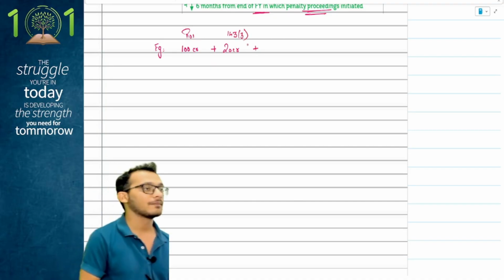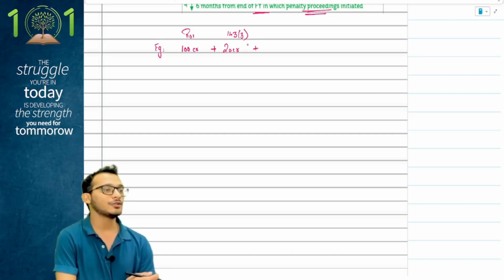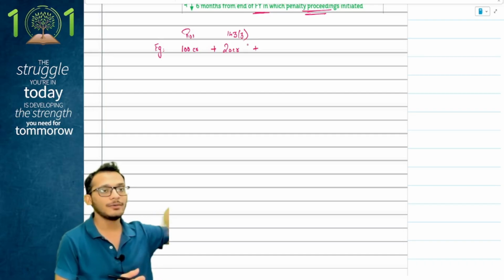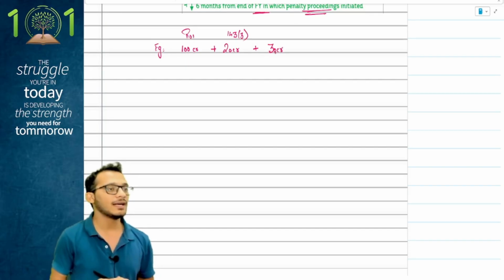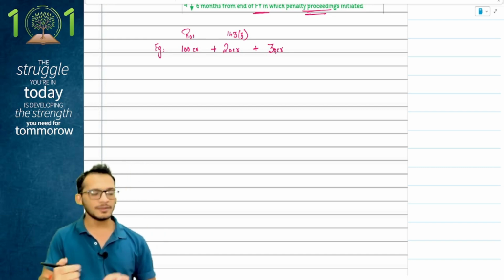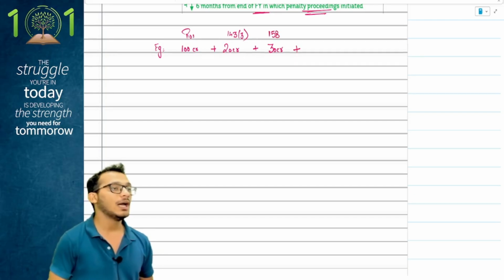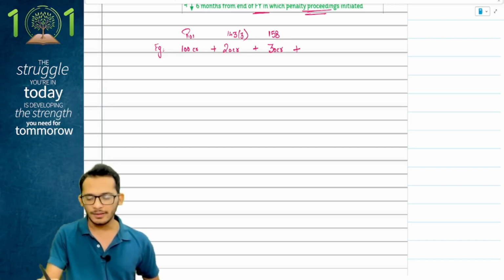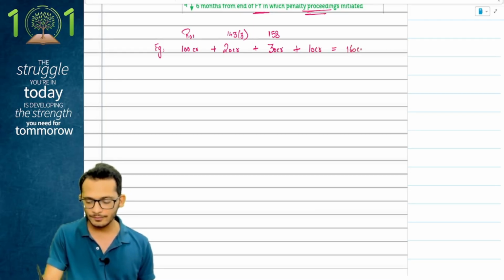I now have a raid which happened. And during the raid they asked me to file a return. Now I should have filed a return for 120 crores, but I filed a return for 150 crores because I voluntarily admitted some undisclosed income. During assessment proceedings, the officer also came and said that I have some more undisclosed income which you did not report, which totally became 10 crores. So totally my return right now is 160 crores. 160 crores. Yes or no?